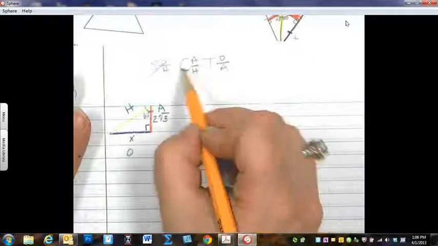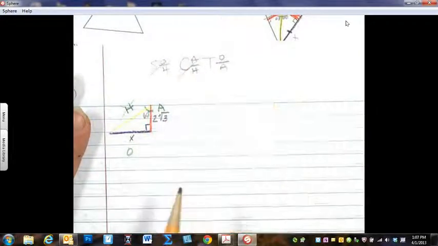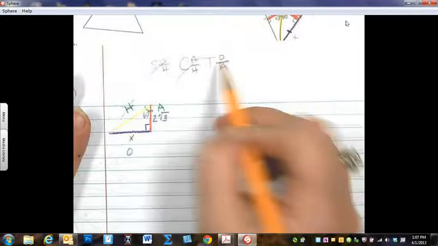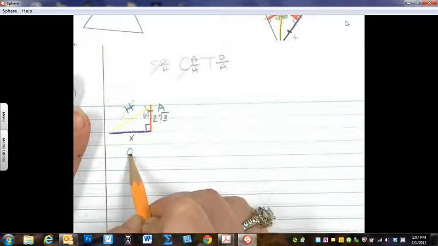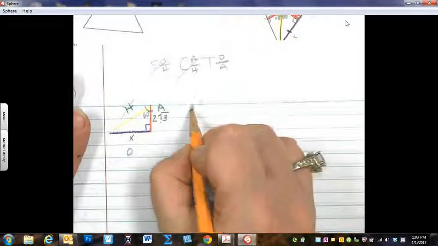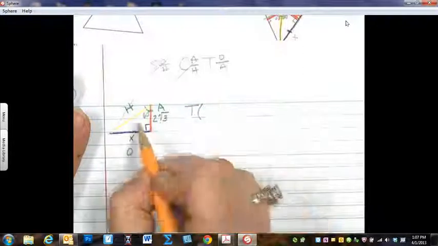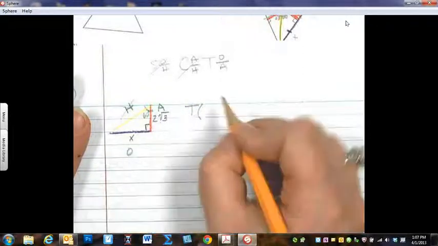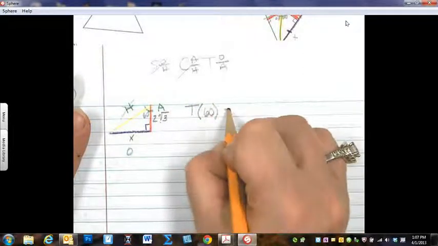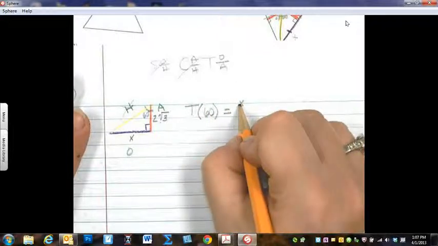Am I going to use A and H? I still don't know anything about the H, so I'm not going to use the cosine. That leaves me with the tangent. Well, I know the A and I want to know the O, so that sounds like a good plan. The tangent, always next to that goes your angle of reference, and that equals O over A.